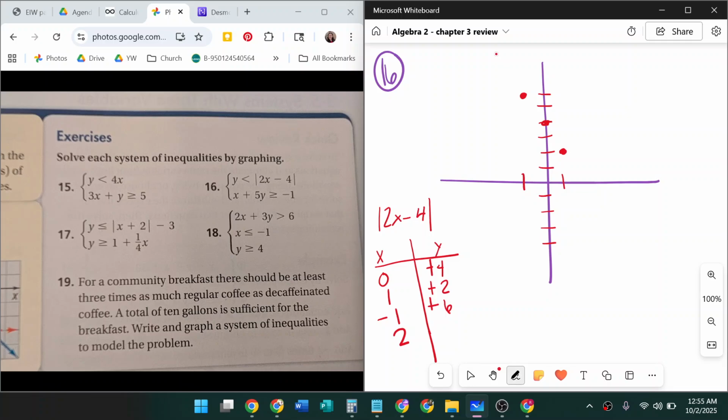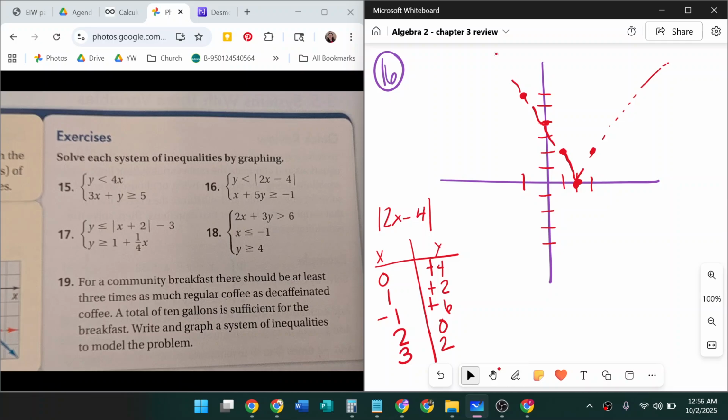So 2 times 2 is 4, 4 minus 4 is 0, and that is where we hit here. We put in 3, we have 6 minus 4, which is 2. You can see this is the point where that is like the worst dashy line ever. I'm so sorry. Okay. So there's our dashy line.